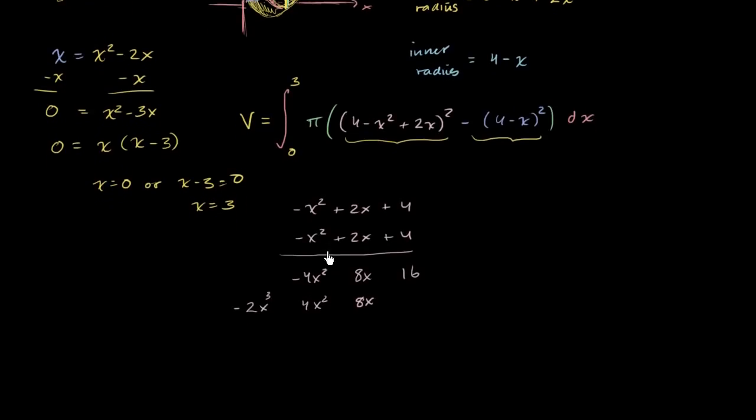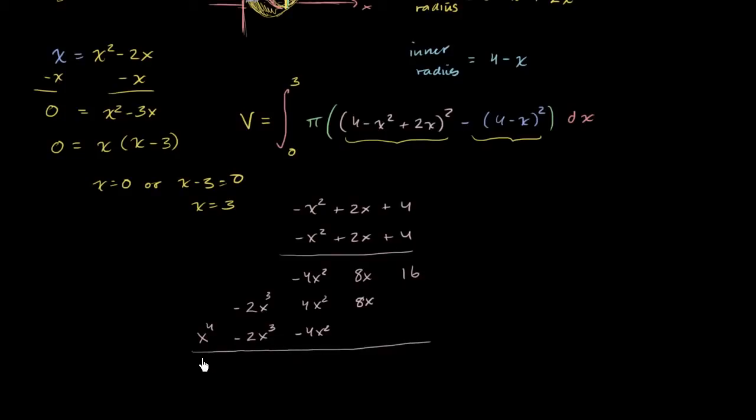And now we just have to multiply negative x squared times all of this. So negative x squared times 4 is negative 4x squared. Negative x squared times 2x is negative 2x to the third power. And then negative x squared times negative x squared is positive x to the fourth. So it's going to be positive x to the fourth. And now we just have to add up all of these terms.